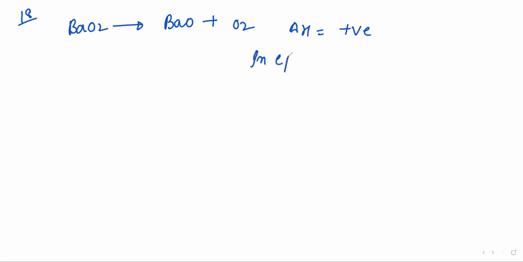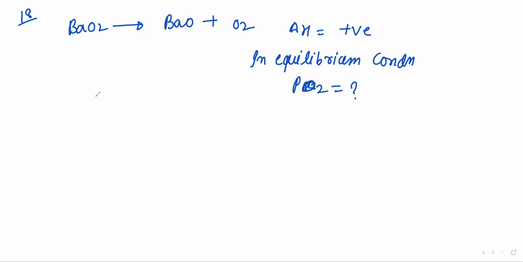Now look at the question number 18. For the reaction BaO2 producing BaO plus O2, right? Barium dioxide produces barium oxide plus O2, and delta H for this reaction is given, that is positive. So it will be an endothermic reaction, right? In the equilibrium condition, another point is also given: the pressure of O2 depends on... it is asking, right? So see the explanation for this one.